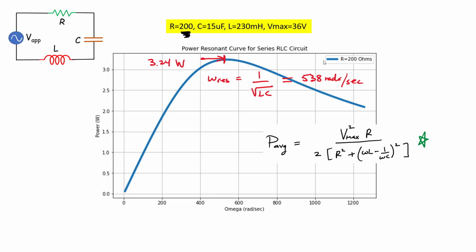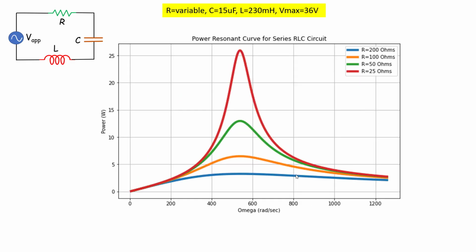All right, now let's have a look at what it looks like if I keep many of these parameters the same, but I simply reduce the resistance. I want to show you what happens to the curve. So I'm going to reduce it to 100 ohms, 50 ohms, and 25 ohms. And again, I'm still plotting the same function here, but have a look at the different curves. So here's what we have.